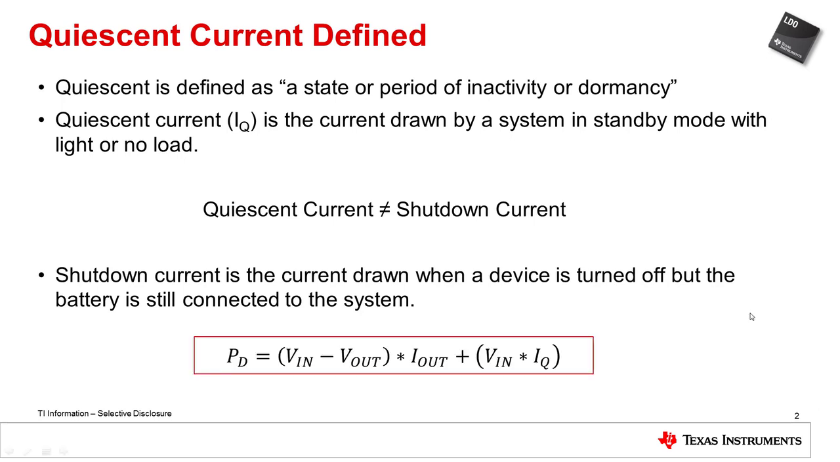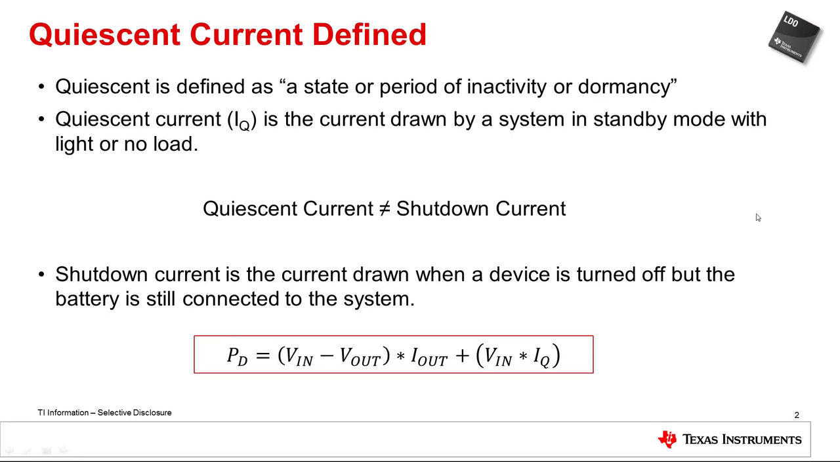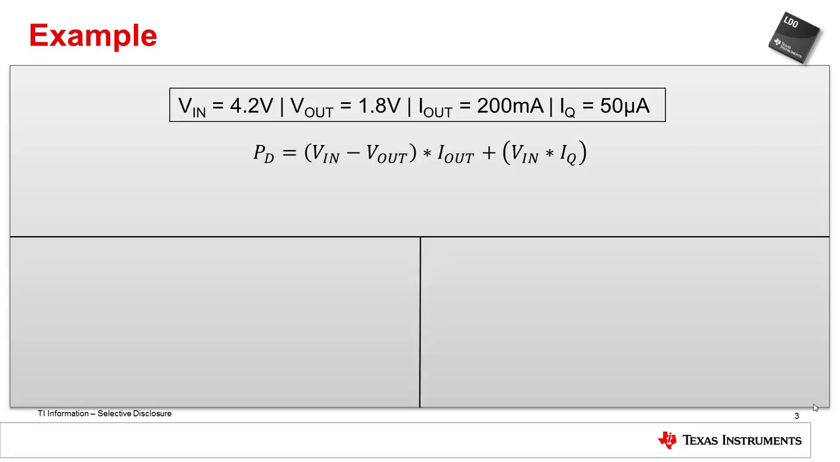Now that we know what IQ is, we can delve a little deeper on how it actually affects an LDO. The first thing that should be considered is how much power is being dissipated through the LDO when the device is active and how much power is being dissipated when the LDO is in standby mode. The equation below is the power dissipation equation for an LDO. The total dissipated power is equal to the input voltage minus the output voltage multiplied by the output current, plus the input voltage multiplied by the quiescent current.